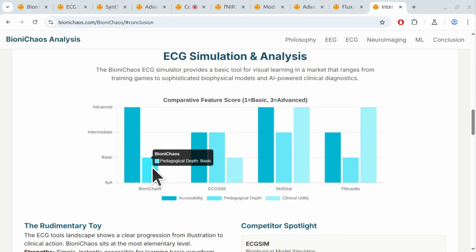Sorry, say that again. So Bionic Chaos is what? No problem. Bionic Chaos is rated advanced for accessibility and pedagogical depth, but basic for clinical utility. The other simulators have different ratings across the three features. ECG Sim and PM Cardio are rated intermediate in some categories, while SkillStat is rated basic in all three. It's incorrect. Can you look at the chart?